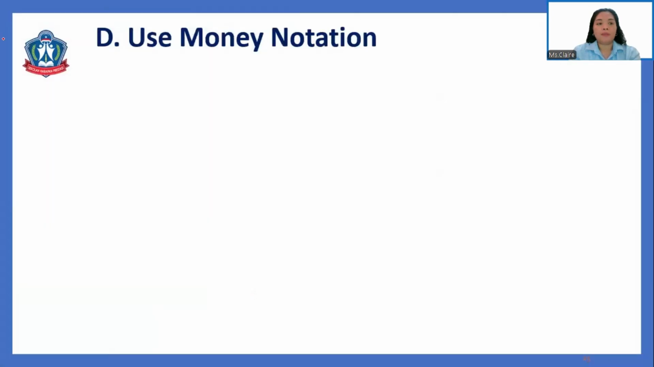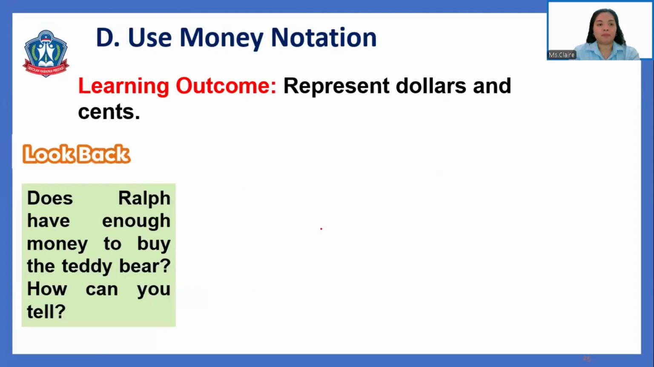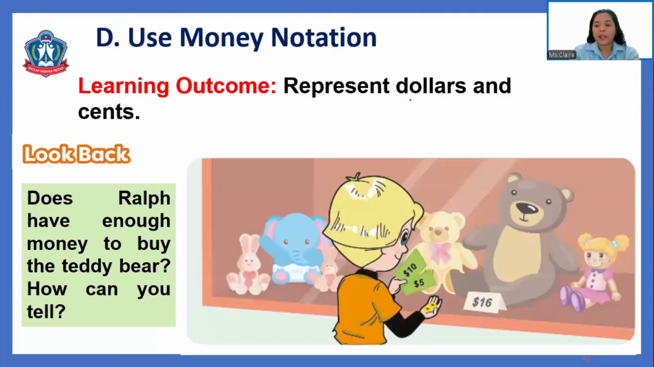Now, let's go to the last lesson for Chapter 1. We have Use Money Notation. Are you familiar with money? Okay, so the learning outcome for this lesson is to represent dollars and cents. Does Ralph have enough money to buy the teddy bear? How can you tell? How much is the price for one teddy bear? How do we read this number, P3? And how much money does Ralph have?